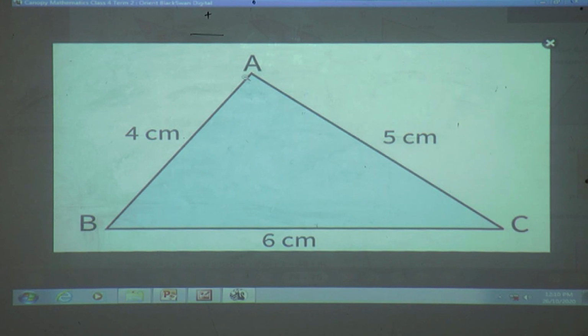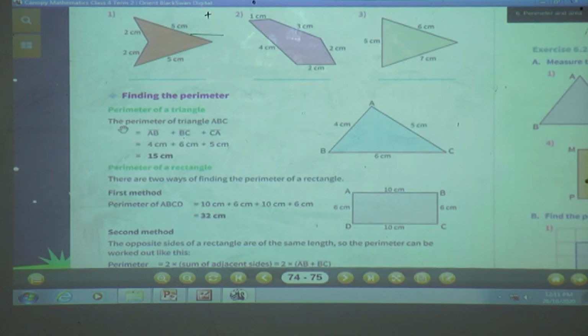Okay. Now see here, this is triangle ABC. Now they have given the length of AB is 4 centimeter, BC is 6 centimeter, and AC is 5 centimeter. Now what you have to do? You have to write the perimeter of the triangle.